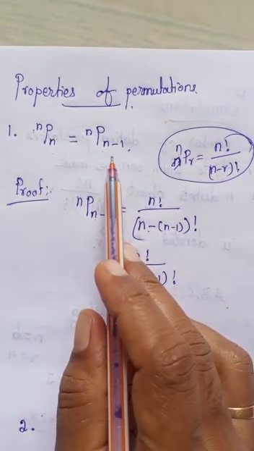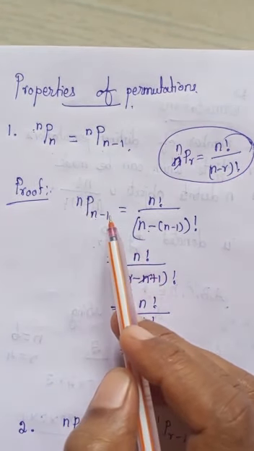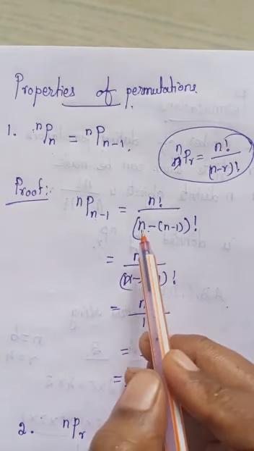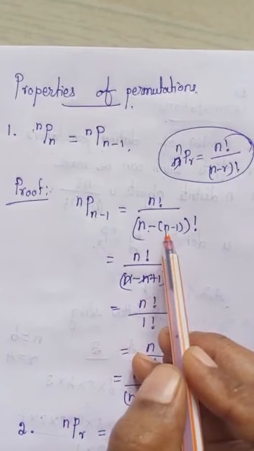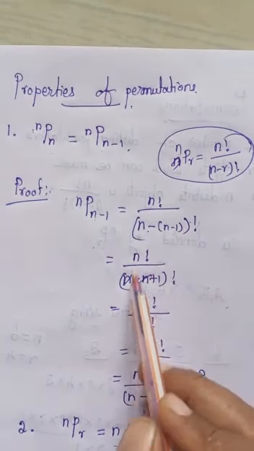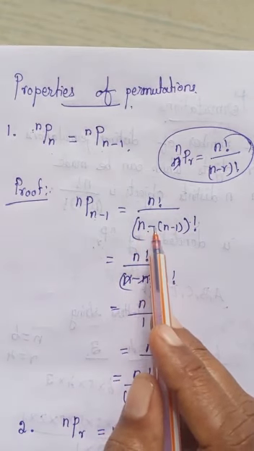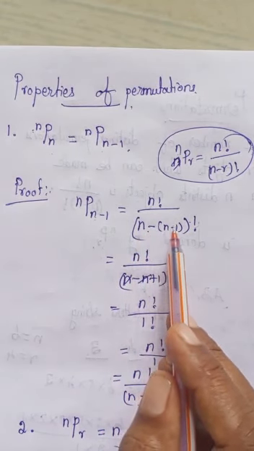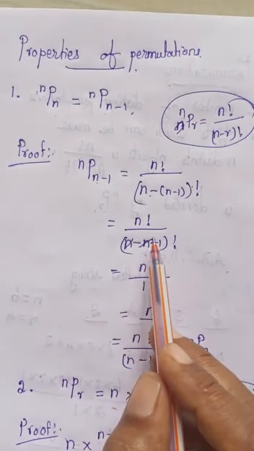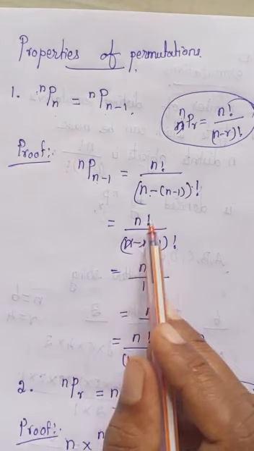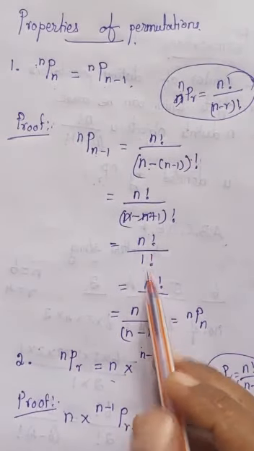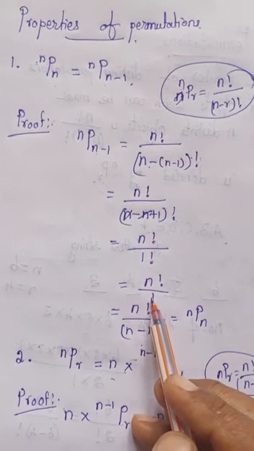We will take the right hand side first. nP(n minus 1). Substitute in the formula n factorial by n minus r, in place of r we have n minus 1, so n minus 1 factorial. Now n factorial by n, give the minus inside, minus n, minus into minus, plus 1 factorial. So plus n and minus n will get cancelled. So we get n factorial by 1 factorial, and our answer is n factorial.